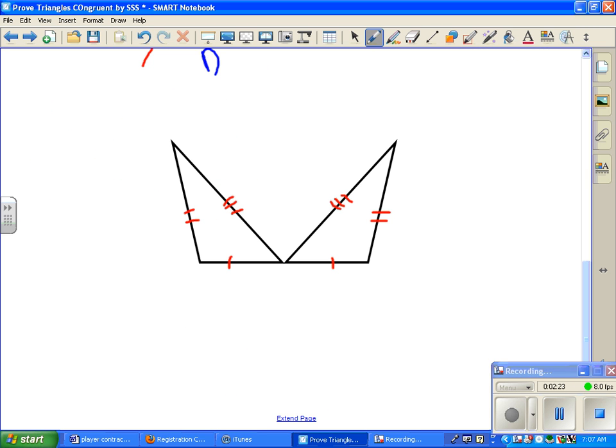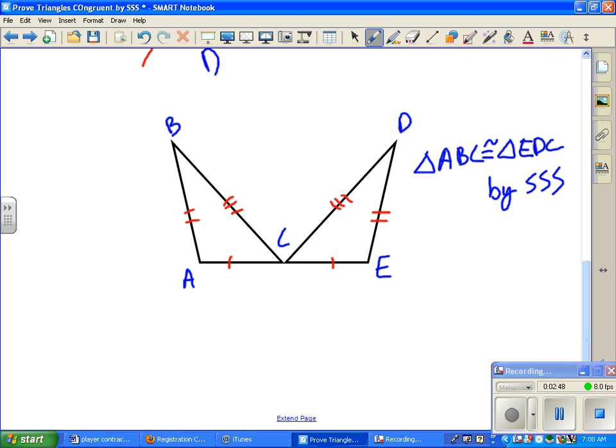These two triangles. Let's go again. Let's go A, B, C, D, E. Are these two triangles congruent? Yes, they are. Side, side, side works here. So our statement would be triangle A, B, C is congruent to triangle. Now remember, order matters, so it's going to have to be E, D, C by side, side, side.